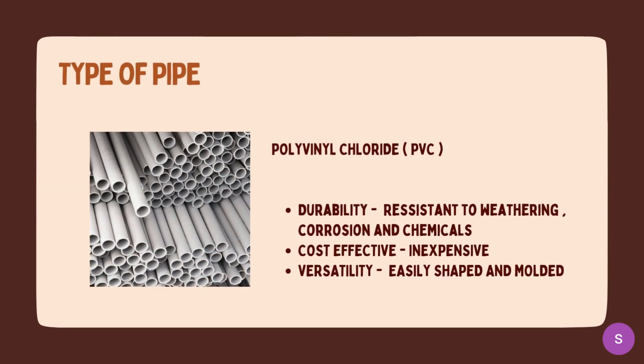So the type of pipe that we use in this design is polyvinyl chloride, which is PVC. It is because of its durability, cost-effectiveness, and versatility. As we know, PVC is much cheaper compared to other materials. It is able to resist weathering, corrosion, and chemicals, which are very important in a palm oil factory. It can also easily be shaped and molded, which makes it easy for engineers to design the pipe based on their preference.